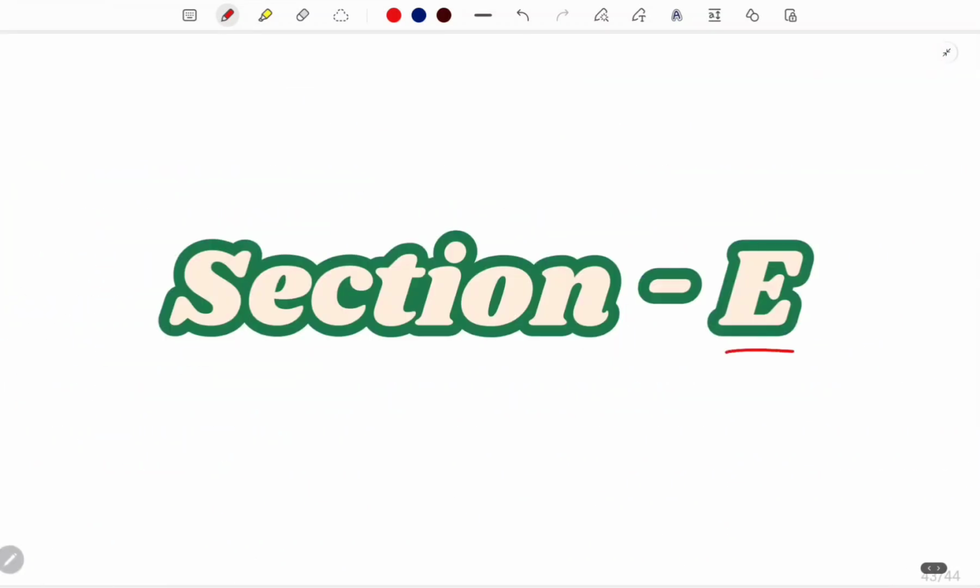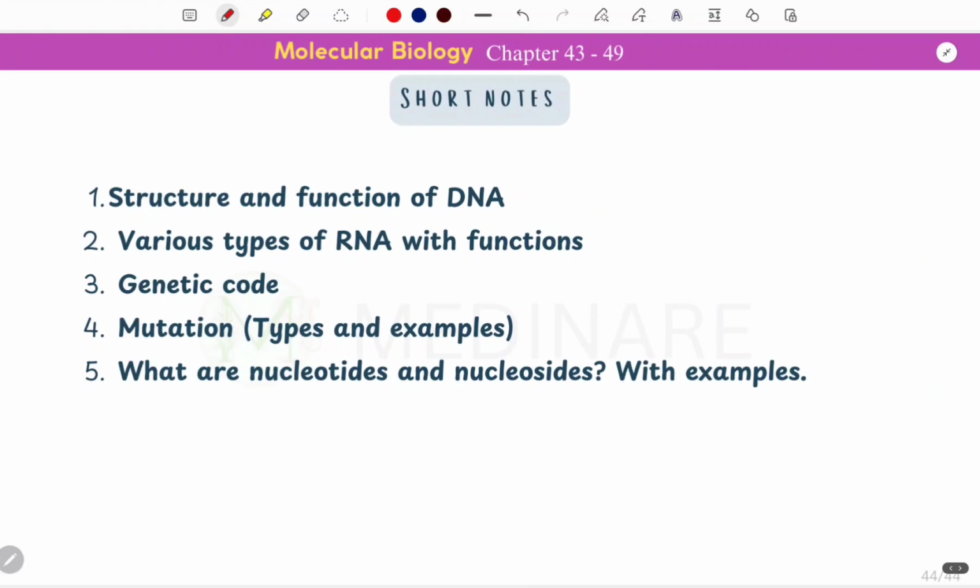Moving on to section E, which is the final section. Here we only have short notes where we need to write about the structure and function of DNA, which is the Watson and Crick model. And the next question is various types of RNA with their functions. And the next one is genetic code and mutation, types of mutation along with examples. And the final question is what are nucleotides and nucleosides, and write the examples.